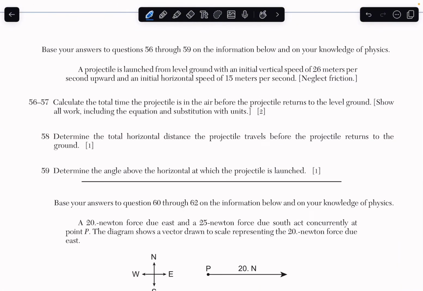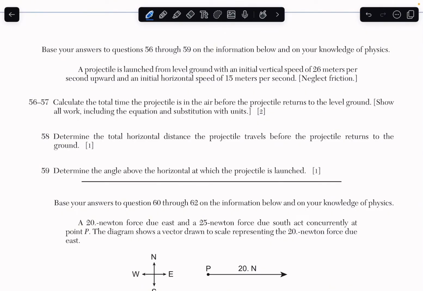Base your answers to questions 56 through 59 on the information below. A projectile is launched from level ground with an initial vertical speed of 26 meters per second upward and an initial horizontal speed of 15 meters per second. 56 through 57. Calculate the total time the projectile is in the air before the projectile returns to the level ground. So, let's write down all the information we have.